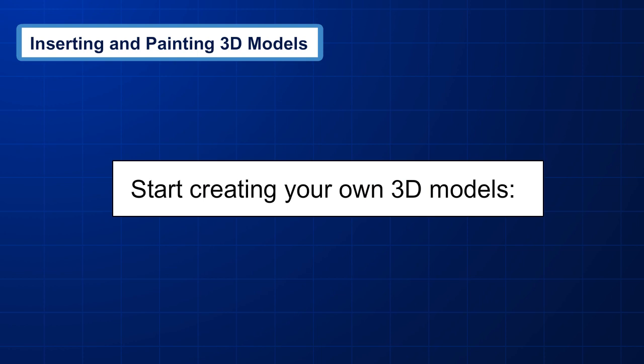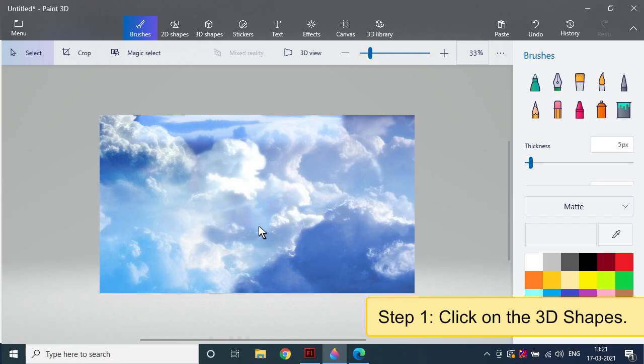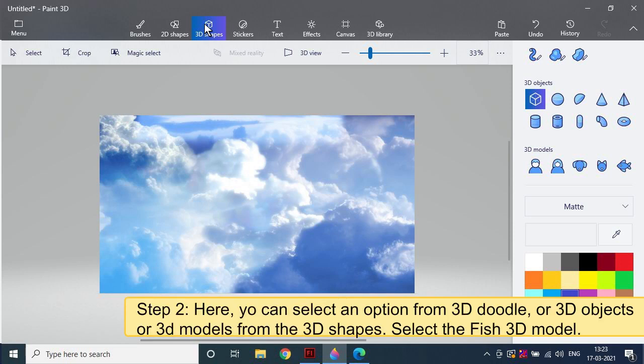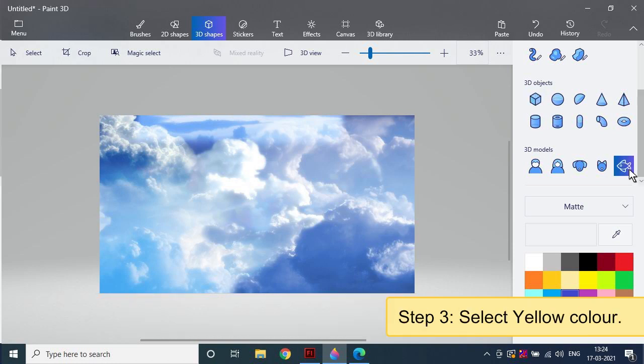Start creating your own 3D models. Step 1. Click on the 3D shapes. Step 2. Here you can select an option from 3D Doodle, 3D Objects, or 3D Models from the 3D shapes. Select the fish 3D model. Step 3. Select yellow color.